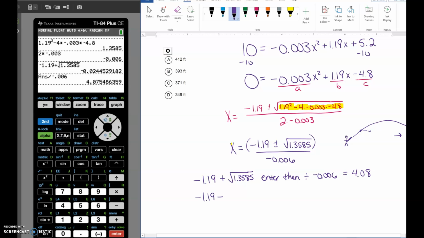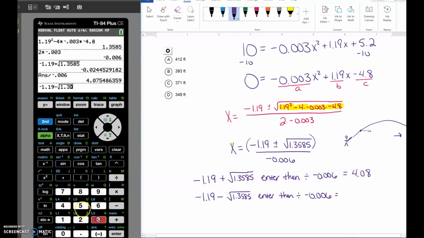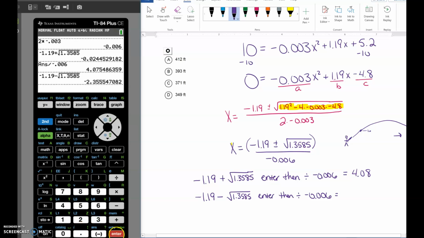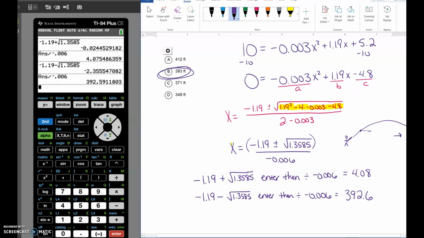Negative 1.19 minus the square root of 1.3585. Press enter, then divide by negative 0.006. So negative 1.19 minus square root of 1.3585, enter. Immediately divide by negative 0.006. My other answer is 392.6, which would round to about 393 feet, which is one of our answers.